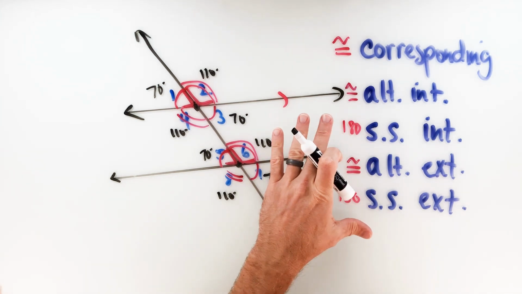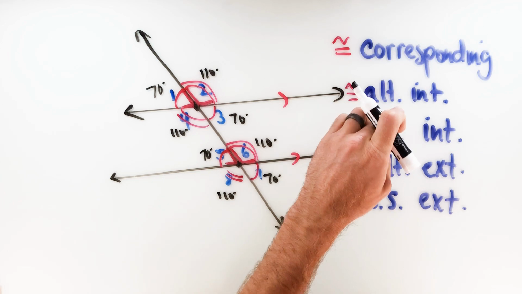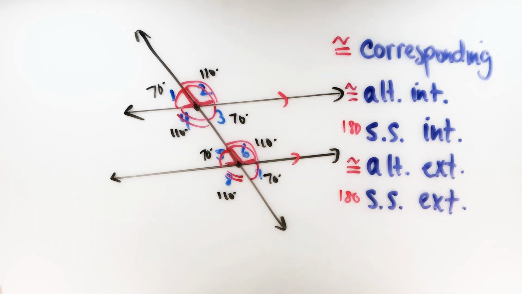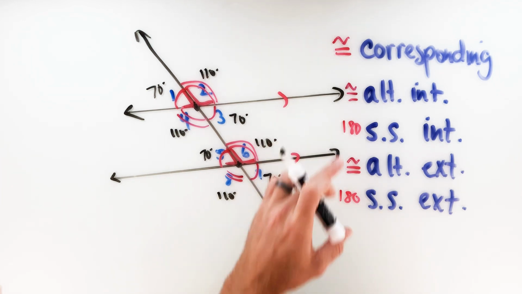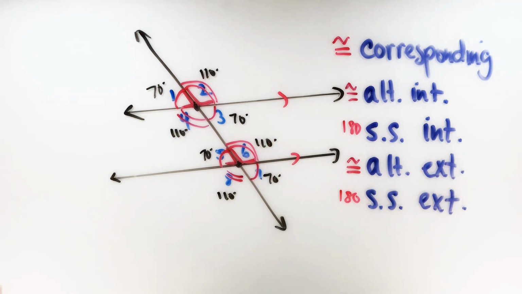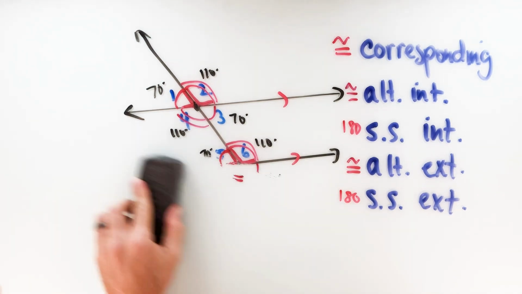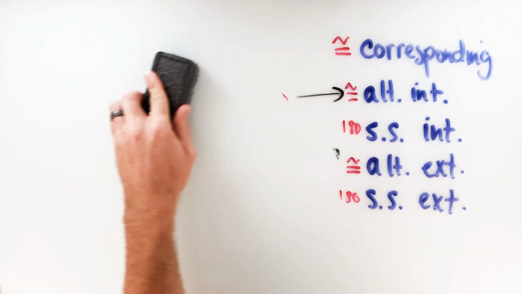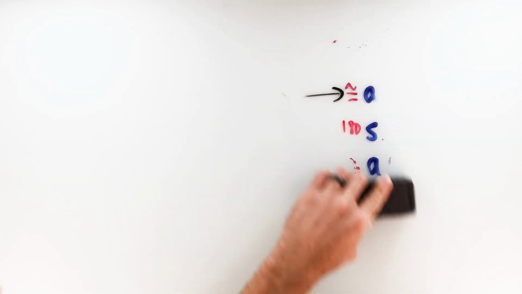Okay, so using this information, knowing that corresponding angles and then the alternate interior and alternate exterior angles will always be congruent, and then your two same side angle pairs are going to be supplementary, we can use that information to solve lots of different types of problems. So let's look at 3 quick examples here, and you can see how we use these.